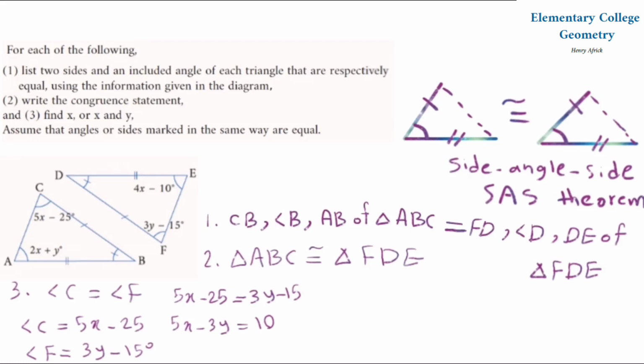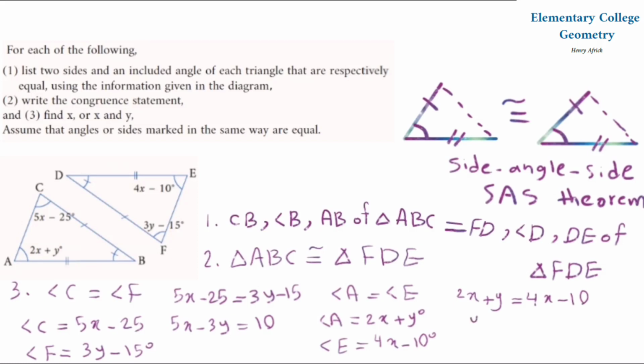And also the angle of A equals the angle of E, and the angle of A equals 2x plus y, and the angle of E equals 4x minus 10. So 2x plus y equals 4x minus 10.